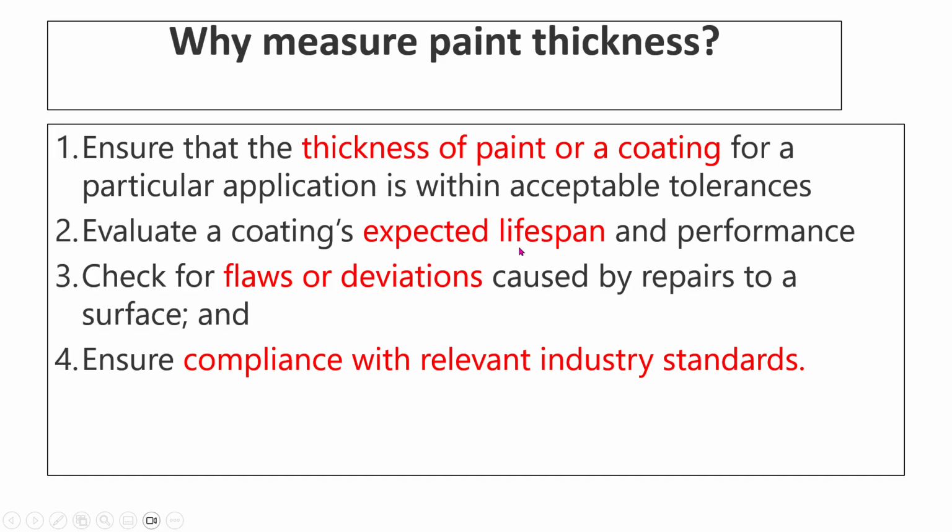Evaluate coating expected lifespan or performance. If you get the actual recommended thickness, then you are certainly going to get the lifespan. Then check the lifespan of the particular equipment upon which the coating is applied. To check for flaws or deviation caused by repair to a surface. If there is any deviation or flaw, then you also come to know, caused by repairs to a surface, and ensure compliance with industry relevant standard.